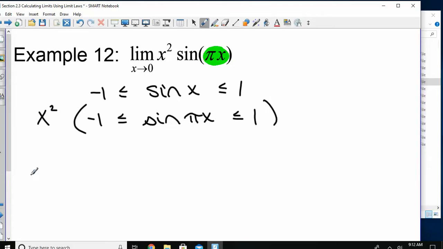And I guess I should have mentioned this in the last one. You have to be careful what you multiply by. If you multiply by a negative, what happens to your inequalities? They flip. But is there any chance x squared is a negative number? No. Now if it were like an x cubed, we would have to be a little more concerned because that could be positive or negative. But x squared is not a problem. We know that's positive.